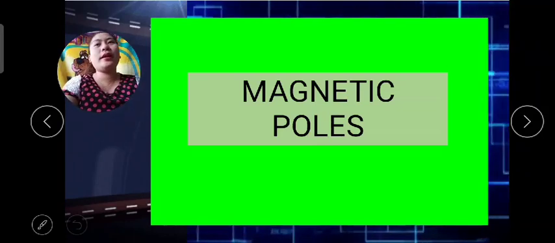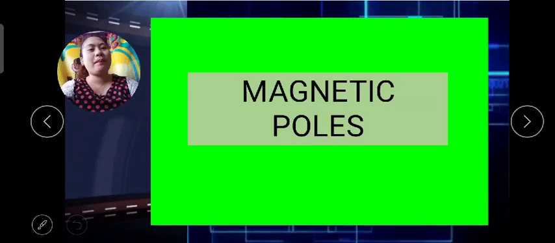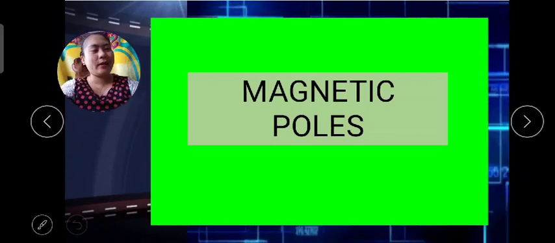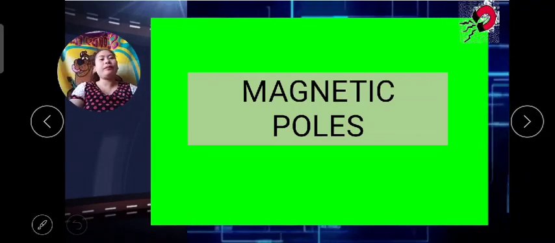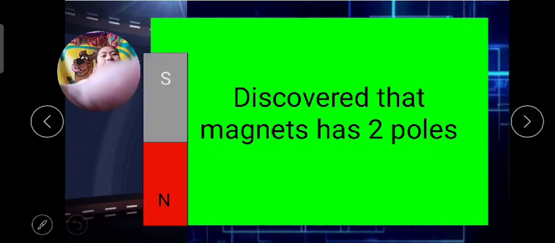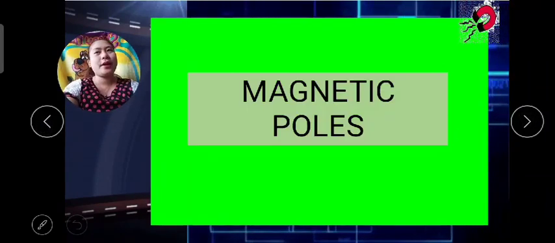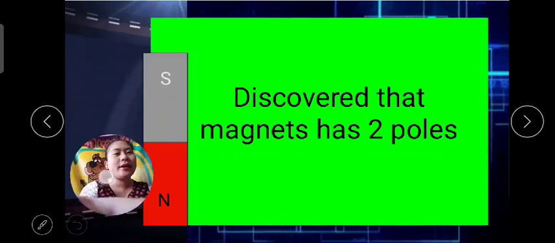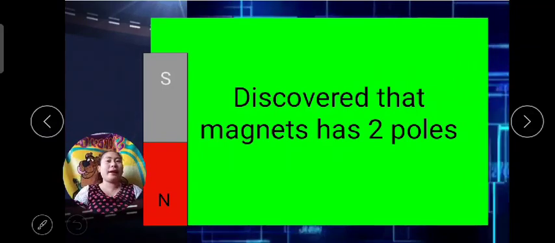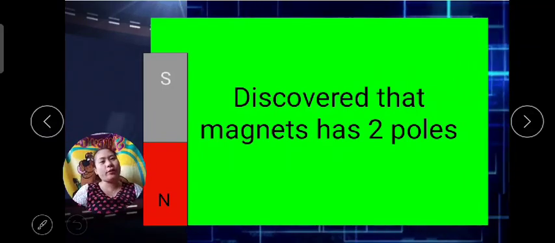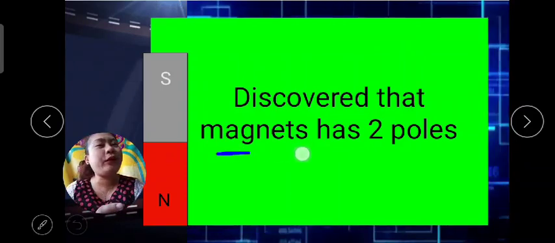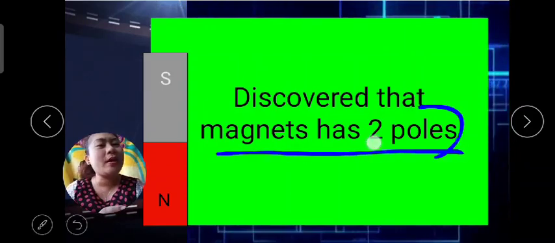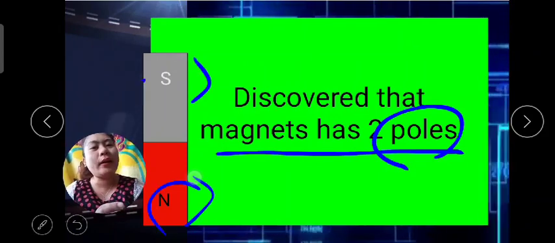So those are the three common shapes of magnets or artificial magnets. Next is we have this one, magnetic poles. So magnetic poles, gaya ng sabi ko kanina, we have two poles. Those are the south and north pole. But who discovered that magnet has two poles, the south and the north pole?